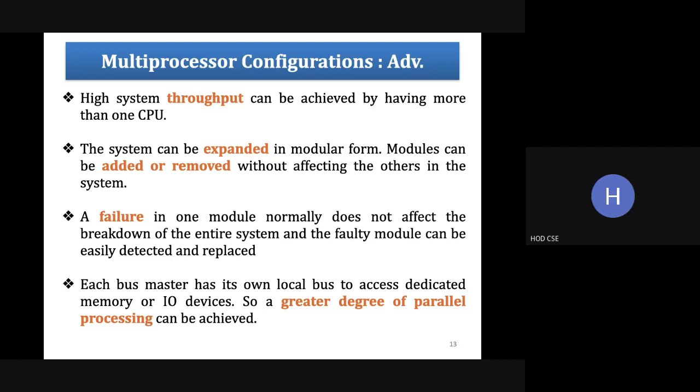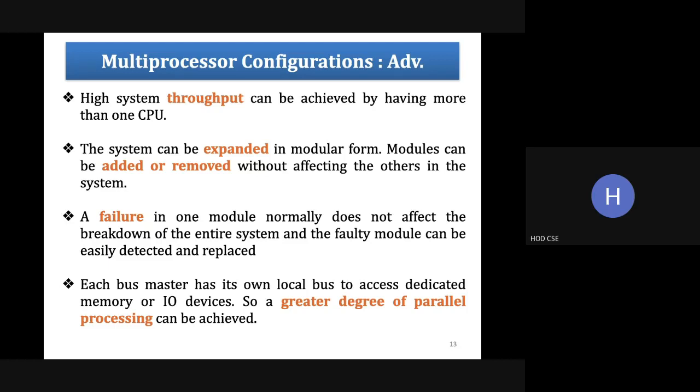So the advantages of multiprocessor configuration is that the throughput will be high. And as I said earlier, the system can be expanded in a modular form. That is, more modules can be added and also can be removed. If you don't want any module, we can remove that module. And a failure in one module will not affect the entire system. Okay. And 8086 processing is parallel. So by using these multiprocessor configuration techniques, we can get a greater degree of parallel processing. So these are the main advantages of multiprocessor configuration.